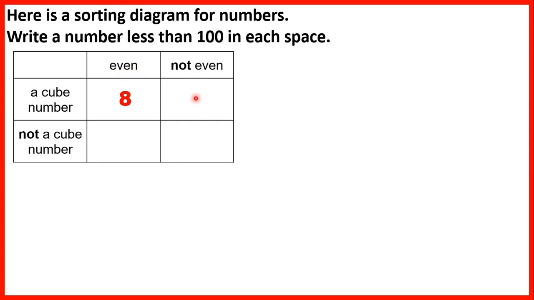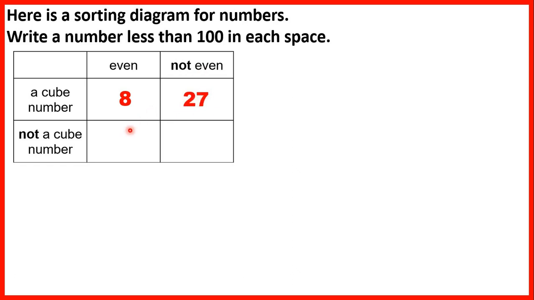Now for this box here, we need a cube number that's not even. So we could write 1 here because 1 isn't an even number, but it is a cube number because 1 times 1 times 1 is 1. Or we could work out that 3 times 3 times 3 is 27 because 3 times 3 is 9, and then 9 times 3 is 27, and 27 is not even, so we can write 1 or 27 in this space here.